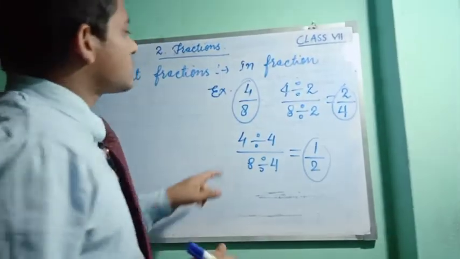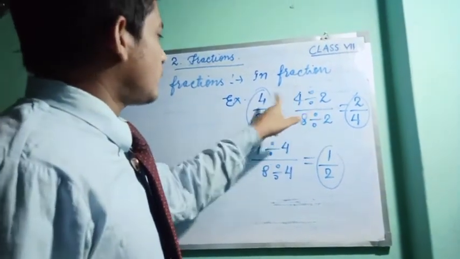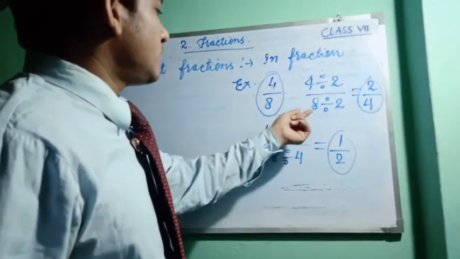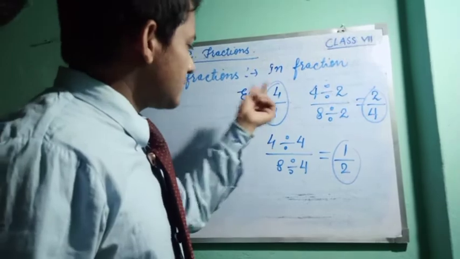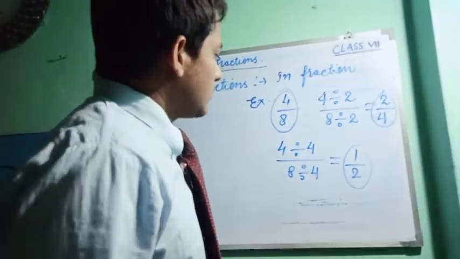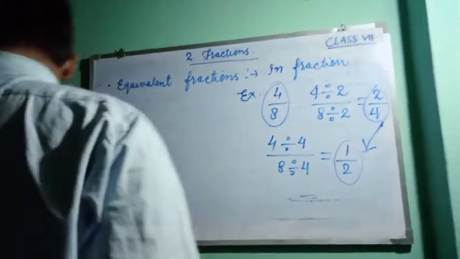Why? Because in the numerator, 4 is divided by 2, and in the denominator, 8 is divided by the same number, 2. So the numerator is divided by the same non-zero number as the denominator. Thus the new fractions we obtain are known as equivalent fractions.